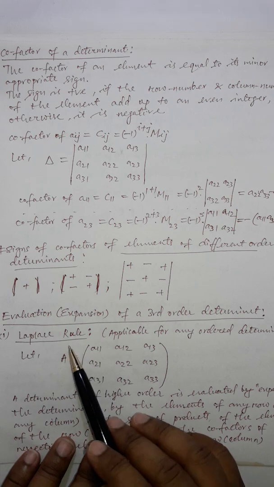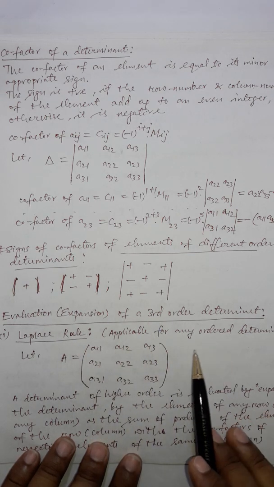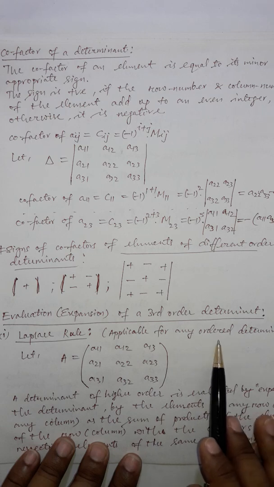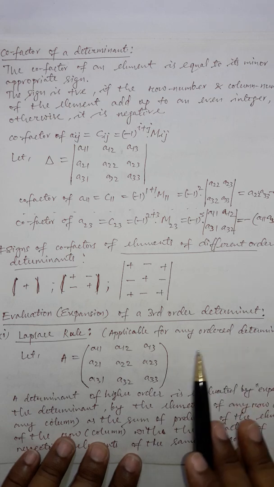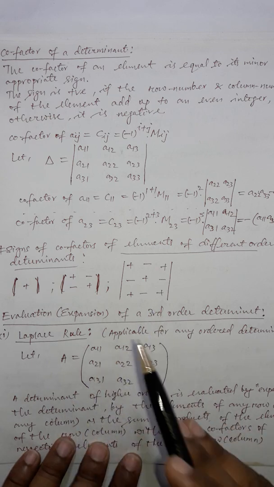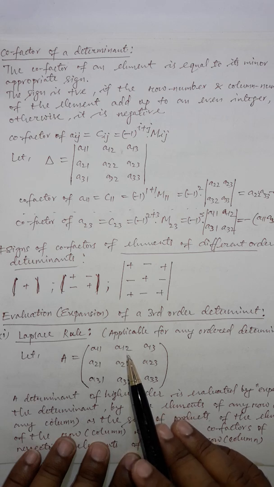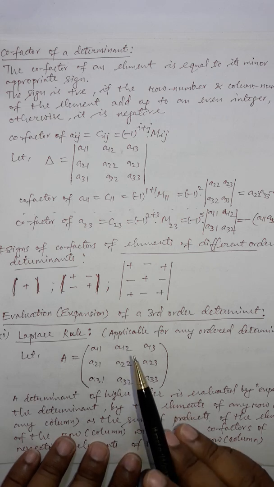Now, the difference between Laplace rule and Sarrus's rule is that Laplace rule is a general law, it is applicable for any order determinant, that means Laplace law can be used on fourth order, fifth order and so on. But Sarrus's rule is a particular rule which is applied on only third order determinants. It is a special rule.